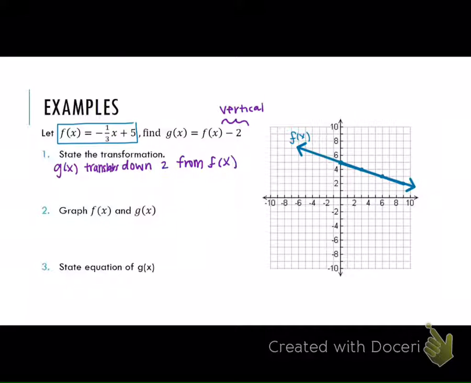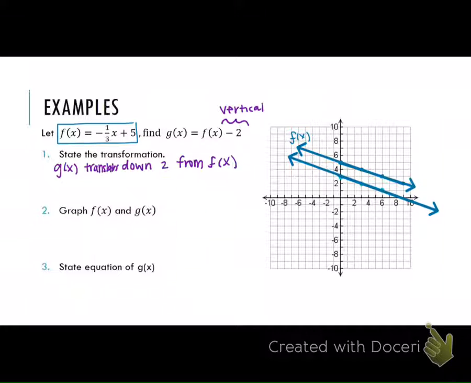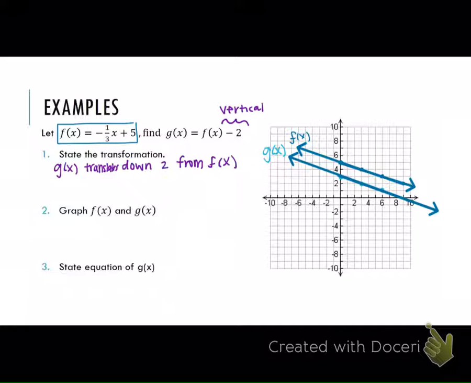And then g of x is just taking f of x and shifting all points down 2. So if you're at 5 and you shift down 2, you're now at 3. If you're at 4 and you shift down 2, you're at 2. And if you're at 3 and you shift down 2, you're at 1. So you just shift all the points down 2. So get both of those graphs.